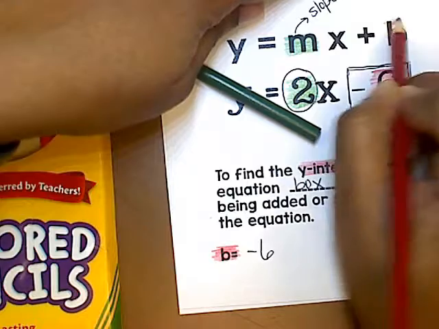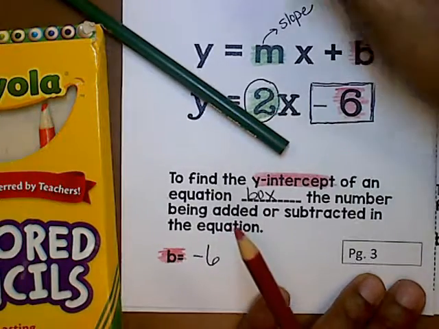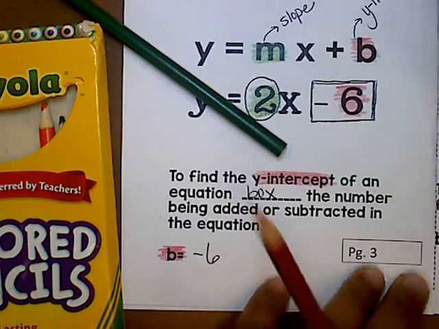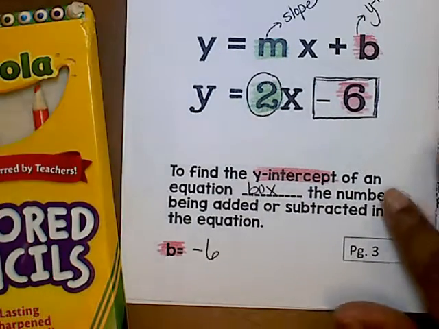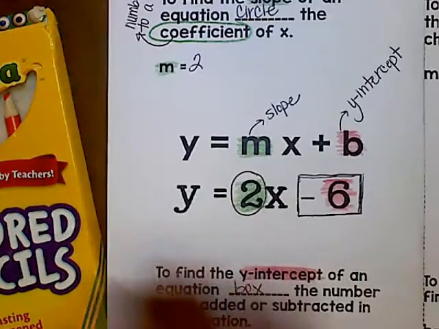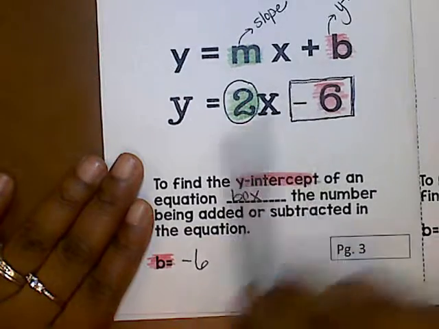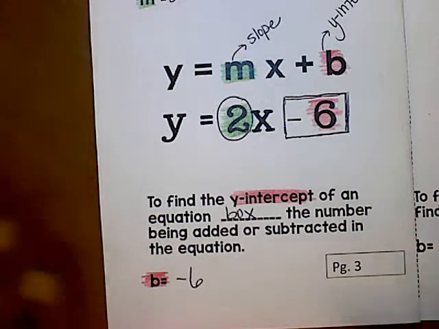Remember, our b is our y-intercept. So that is our starting point. So we are actually starting at -6 on our y-axis. Okay? Make sure you get that down. Looks like this. Okay? So our m was 2, and our b was -6. Our m was attached to x, our b was attached by addition or subtraction.